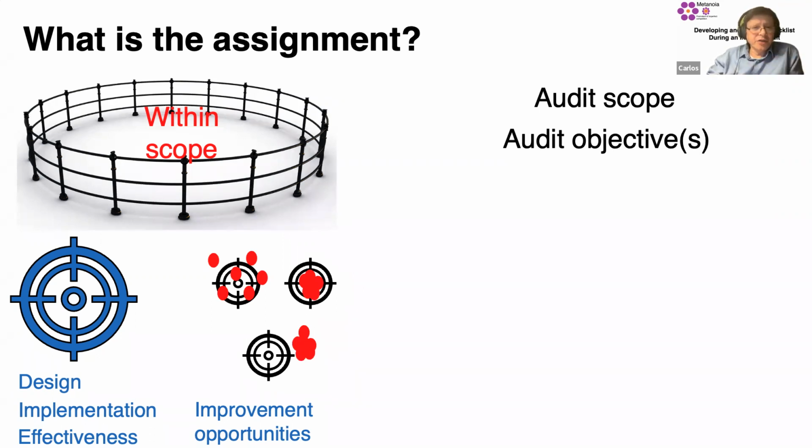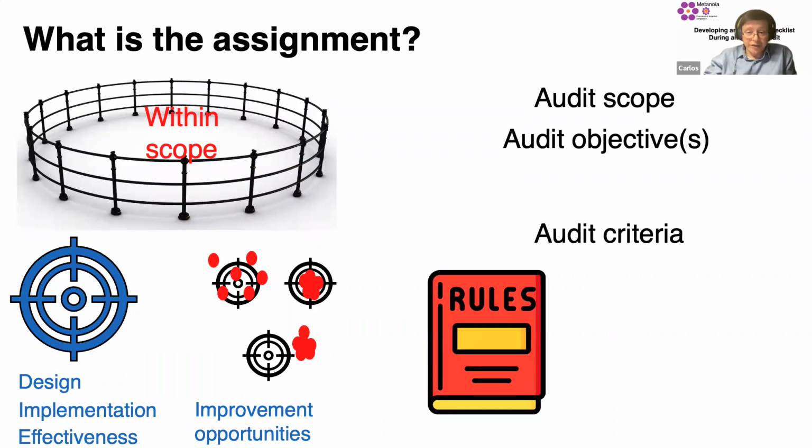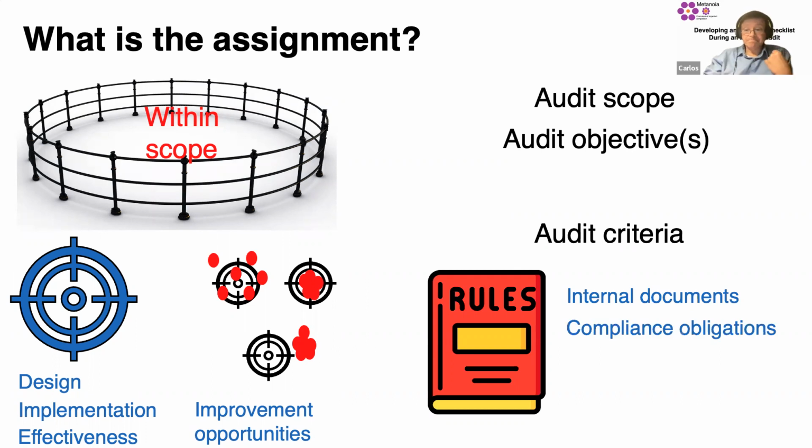And the third topic is you are also informed about the audit criteria, the rules that are in place and that the organization expects are being followed. It can be internal procedures and instructions, compliance obligations, management system standards, or a contract with an important client. So these are the three topics that are given to you when you are assigned to do an audit.